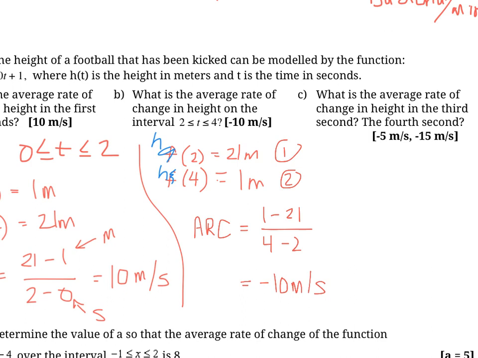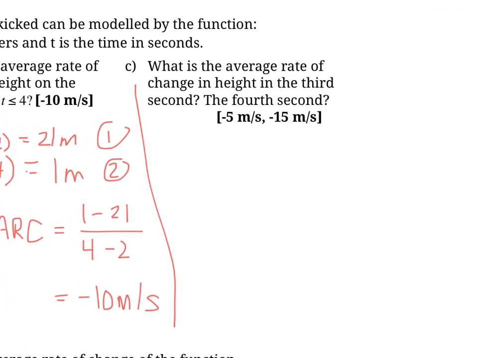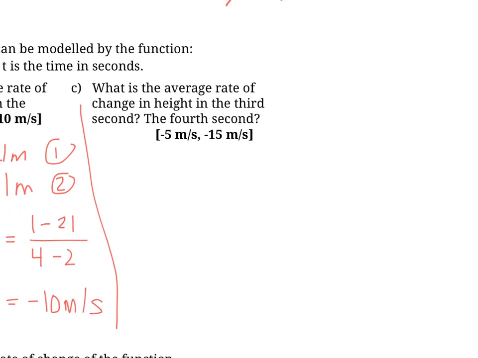Lastly, we're asked to find the rate of change in the 3rd second and in the 4th second. Now, what does that mean? This sort of sounds like an instantaneous rate of change, doesn't it? But it's really not. When you think about what the 3rd second is, right? The 3rd second means, well, actually, let's go back. Let's think about what the 1st second would mean. The 1st second would be between 0 and 1, right?